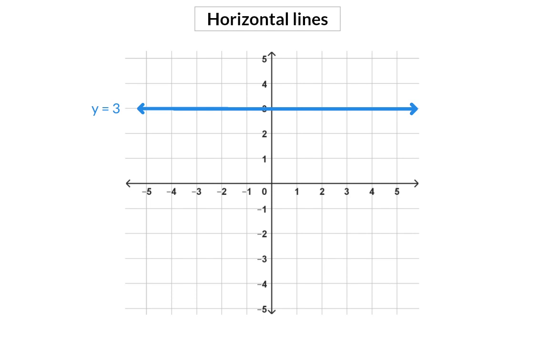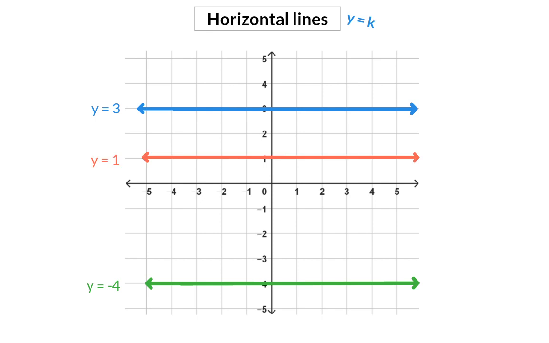So when the equation is in the form y is equal to a constant value, it will always form a horizontal line. For example, y is equal to -4 or y is equal to 1.